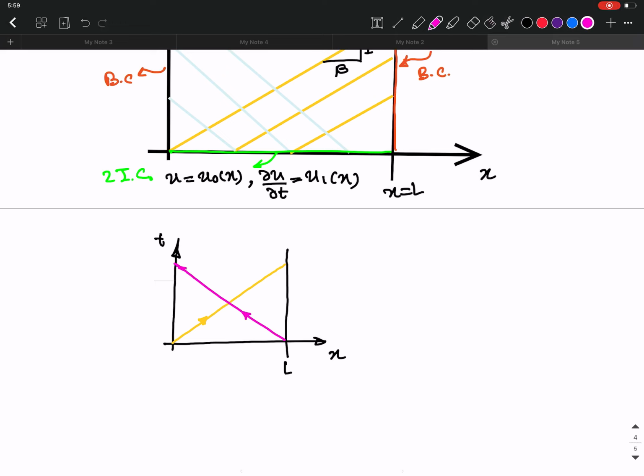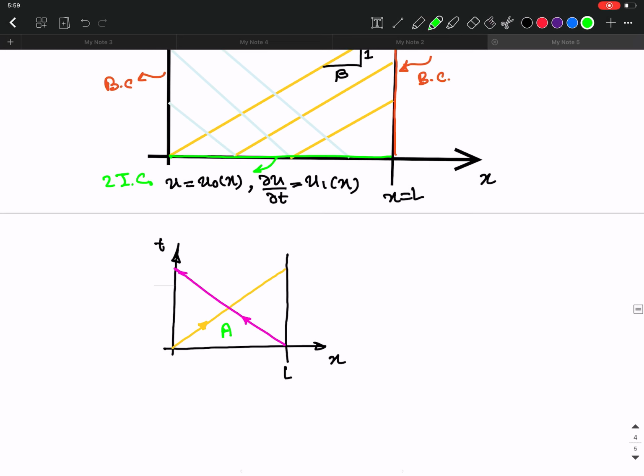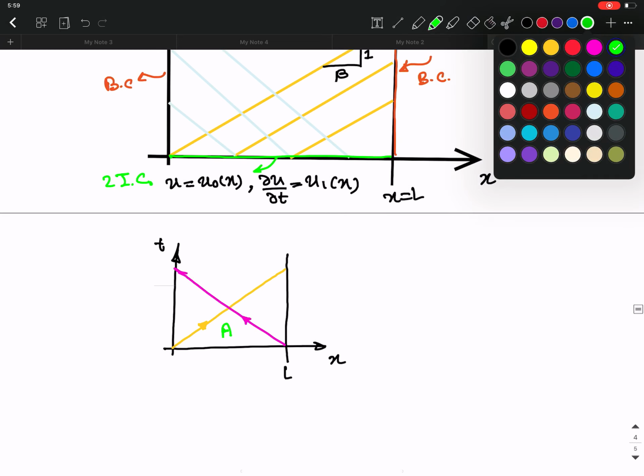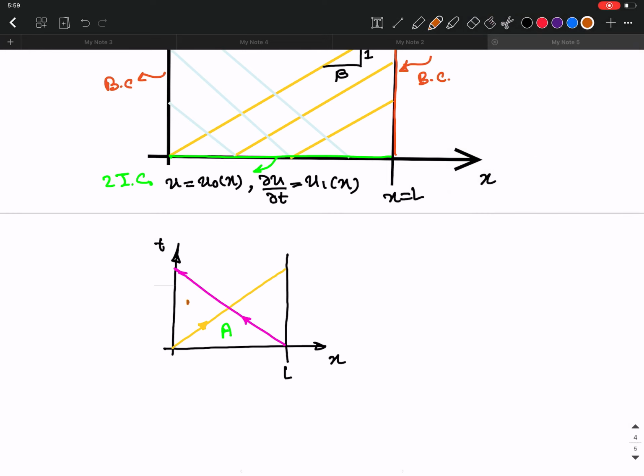It's a negative slope. Okay. So now we have four regions here. The first region, I'm going to show it with A here. Then we have the second region, B, third region, C, and then we have the fourth one, D.